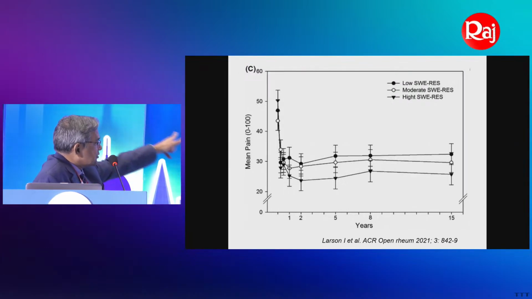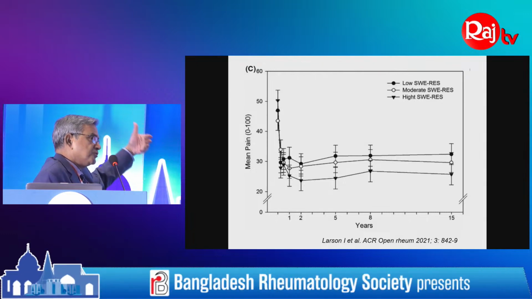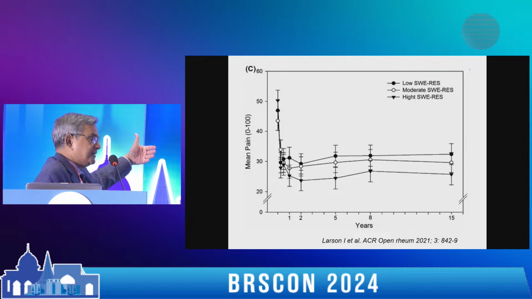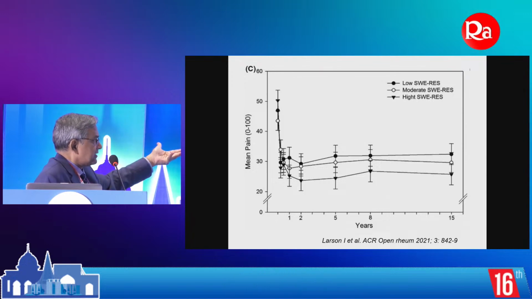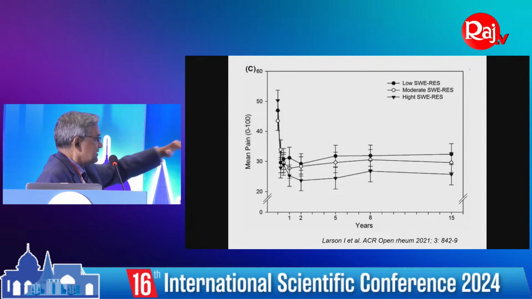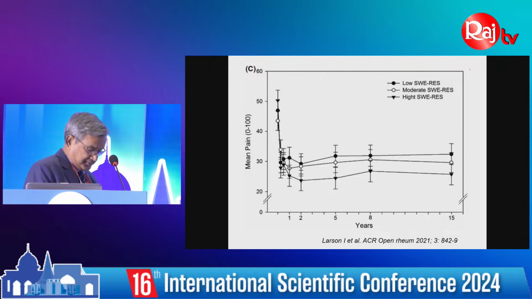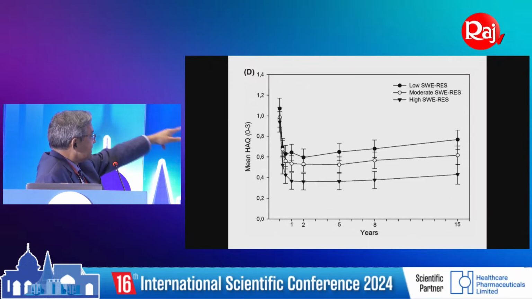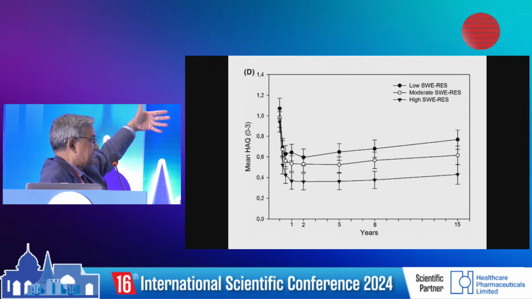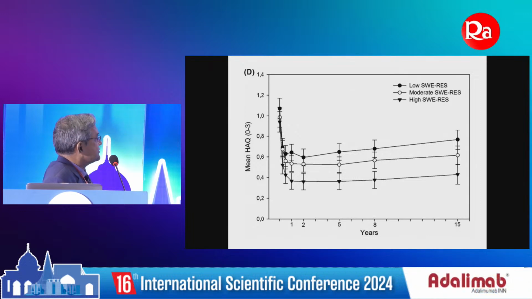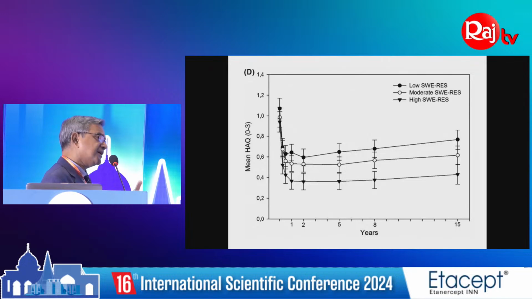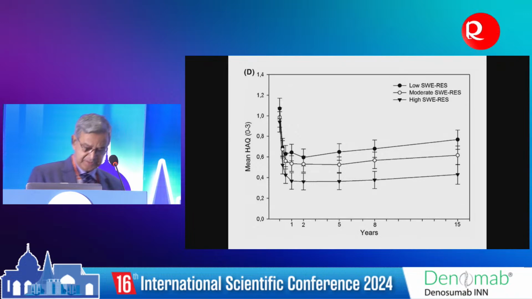You can see throughout the 15 years, those with poorer empowerment suffered from greater pain, and those with a stronger or higher level of empowerment suffered from lesser pain. And similarly, here you can see this is about the disability. Those with lower empowerment suffer more from disability, and those with higher level of empowerment suffer less from disability.